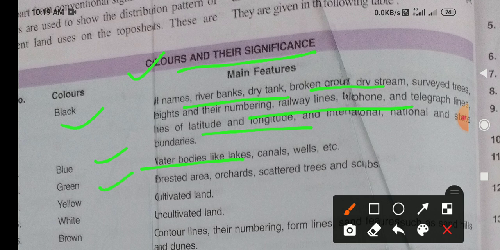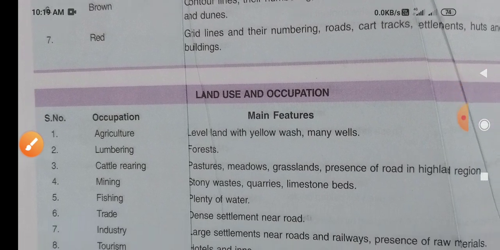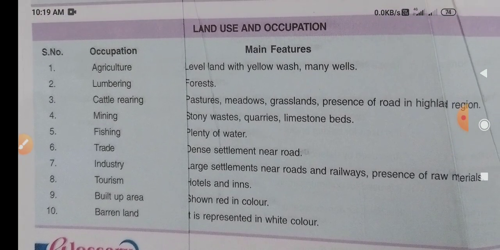What is green color meant for? What is yellow color for? All these colors and their significance are given here. Don't forget to read all this. These are all essential for you to know. Okay, and similarly you read the other one, land use and occupation. What type of land is meant for what type of occupation?